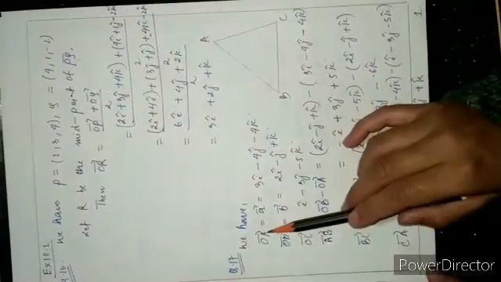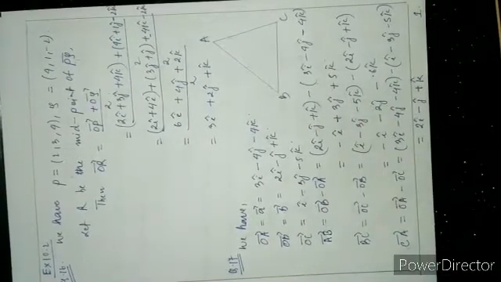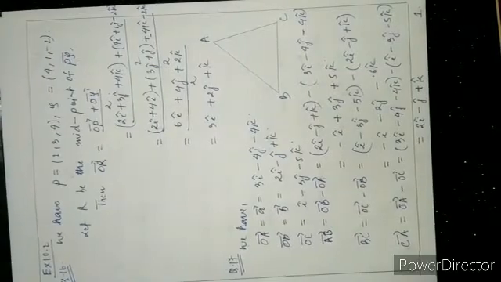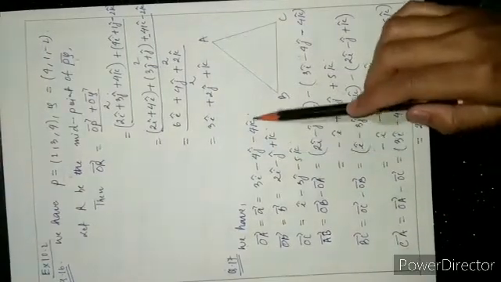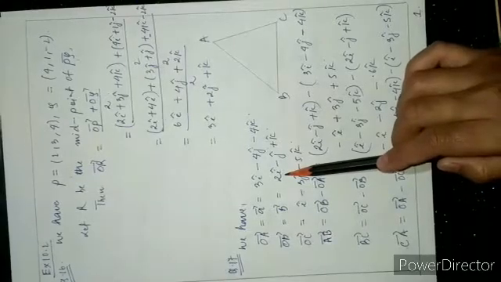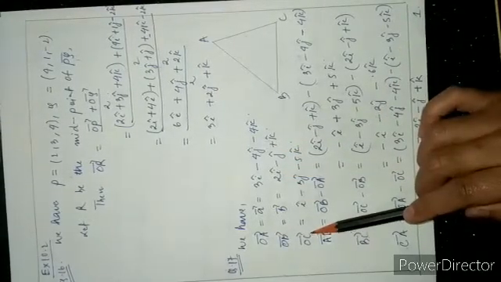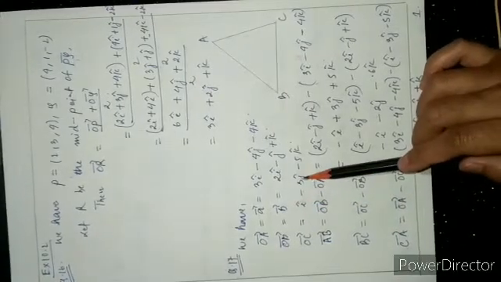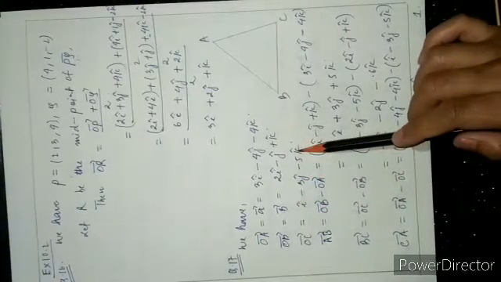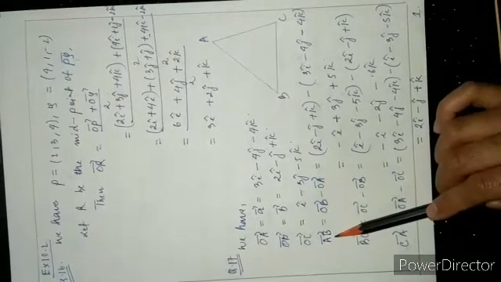Here we have OA vector. Position vector of A is equal to 3i minus 4j minus 4k and position vector of B is equal to 2i minus j plus k and position vector of C is equal to i minus 3j minus 5k. And now find AB vector.